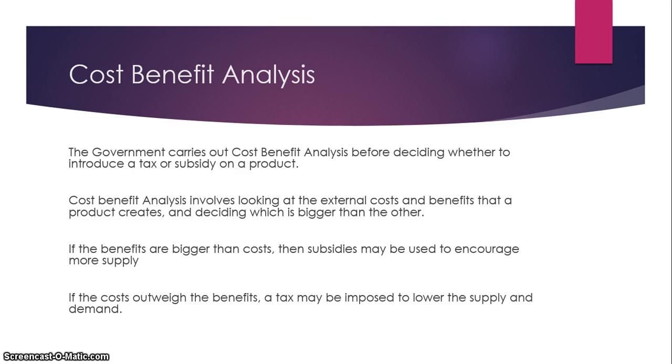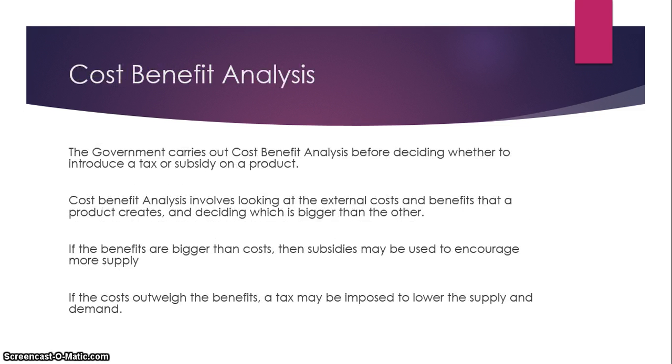Now, I should point out, this is not a scientific sort of exercise. I mean, it is impossible to actually work it out. So sometimes the government might get it wrong. They might think that a product is particularly good for society when it's not really at all, and then waste loads of money giving subsidies. Or vice versa, they might think a product's really bad for society. Well, actually it's not really that bad at all, and so they might tax it when really they don't need to do that.